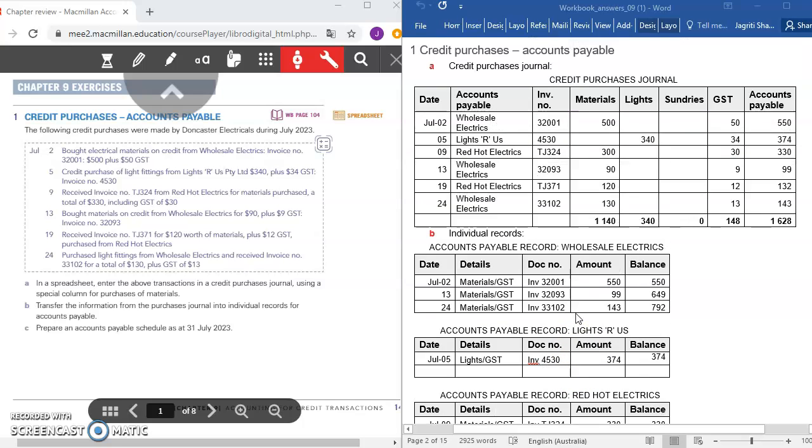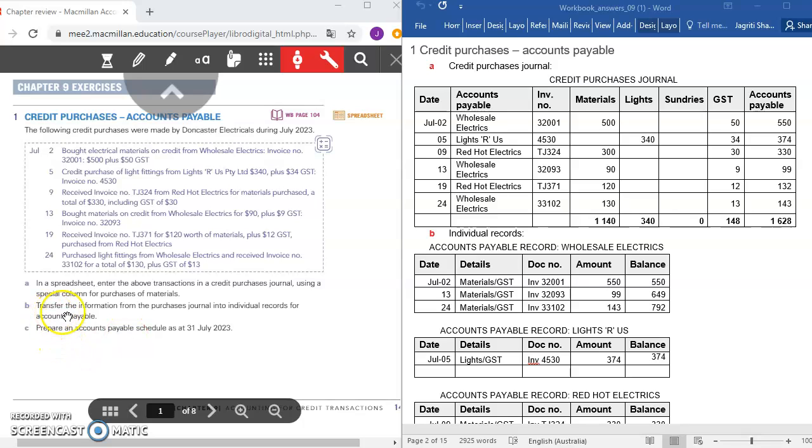Okay. So now let's read the question first. Credit purchases, accounts payable. The following credit purchases were made by Doncaster Electricals during July 2023. Okay, so these are all the transactions. In a spreadsheet, enter the above transactions in a credit purchases journal, which is the first one here, using a special column for purchases of materials. Okay, so I've got the column over here, materials, lights and sundries.